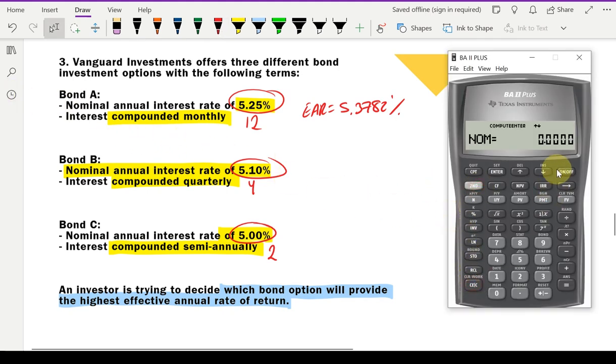Second, clear the work. Compounding per year is quarterly, so 4 times. Nominal rate is 5.1. Enter. Effective rate we're going to compute: 5.1984.